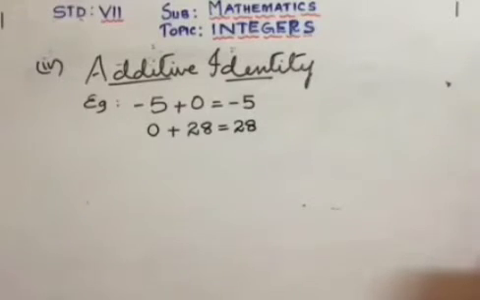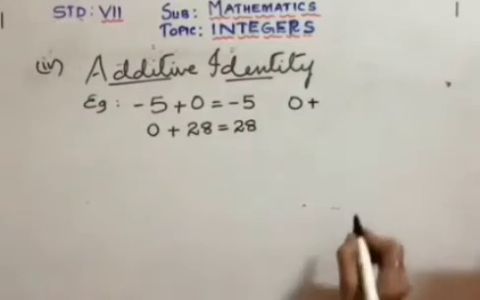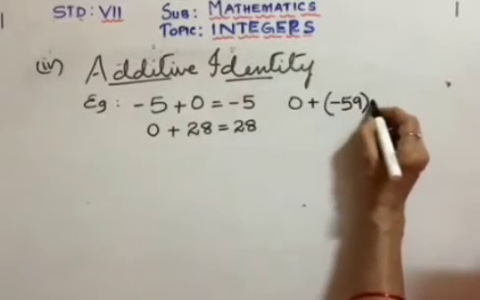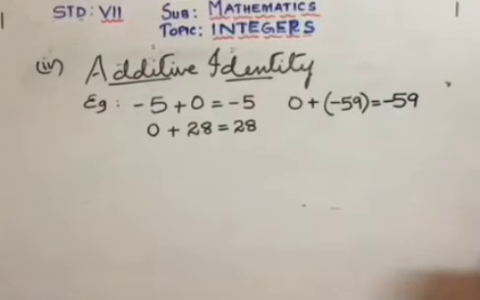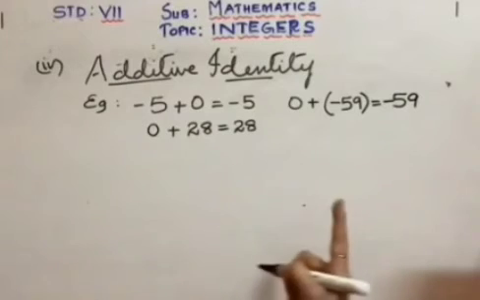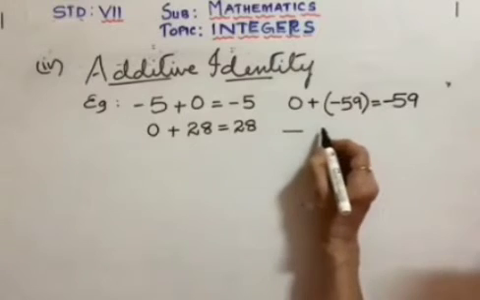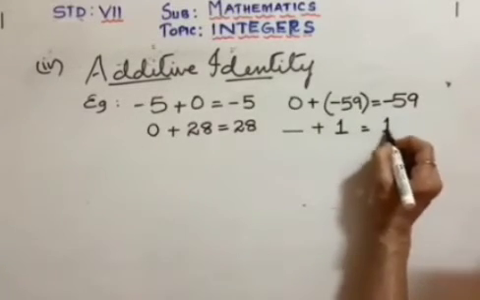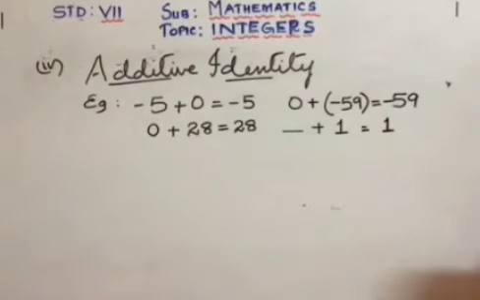Next, 0 plus, let's take a negative integer, say minus 59, equals minus 59. Do you all agree, children? Are you able to follow these examples? Next, I am giving you blank plus 1 is 1. Can you tell me what this blank is?